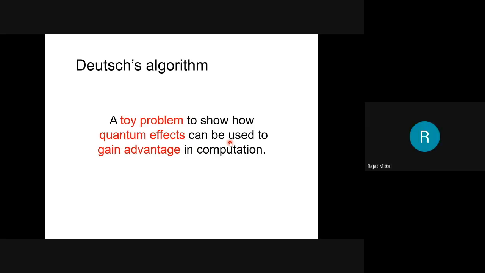Okay. So this problem is called Deutsch's algorithm. Again, I would like to emphasize that this is a toy problem. This is not a natural mathematical problem. And the main reason we talk about this toy problem is because we want to say that quantum effects give us advantage in computation. This is the main motive of this problem.